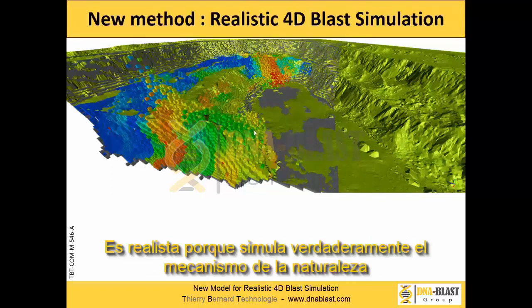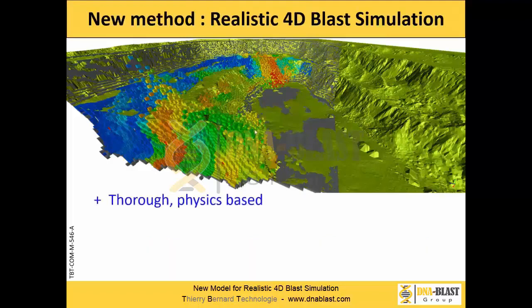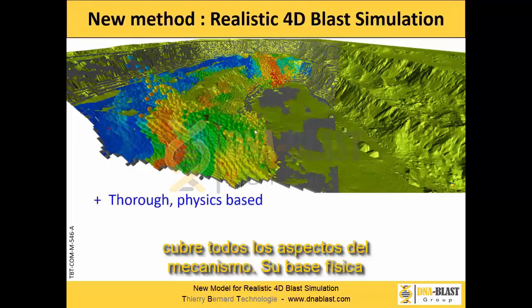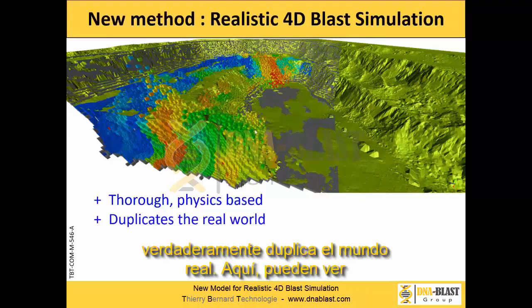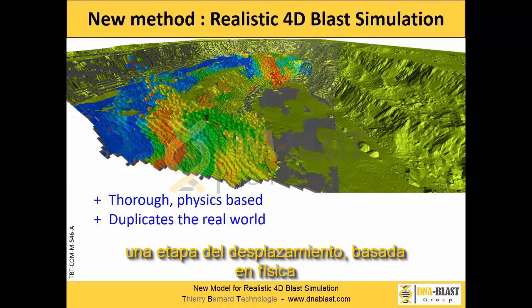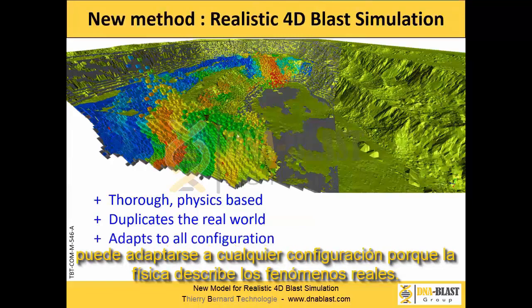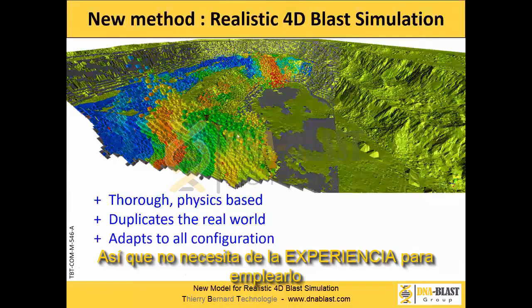It's realistic because it really copies the nature mechanism. It covers all the aspects of the mechanism. It's physics based. It really duplicates the real world. Here you can see the movement, one stage of the movement. And because it's based on physics, it can adapt to any configuration, because the physics describe the real phenomena, so you don't need experience to use it.